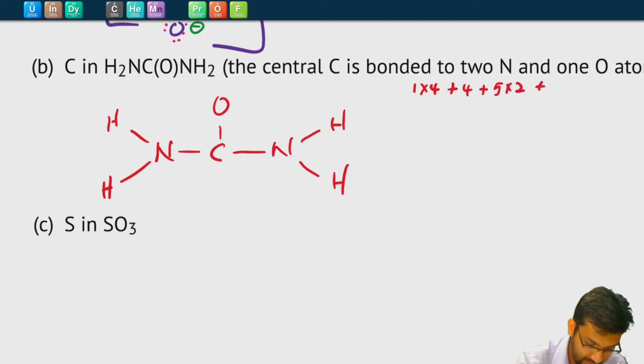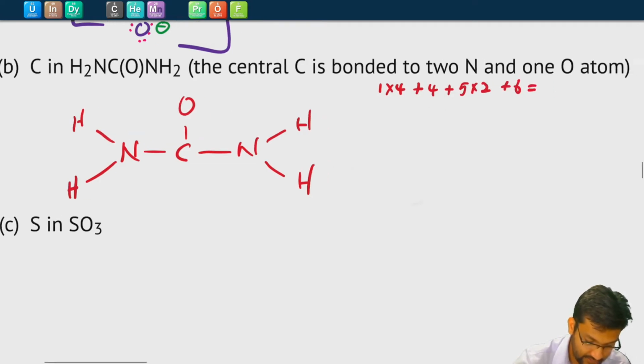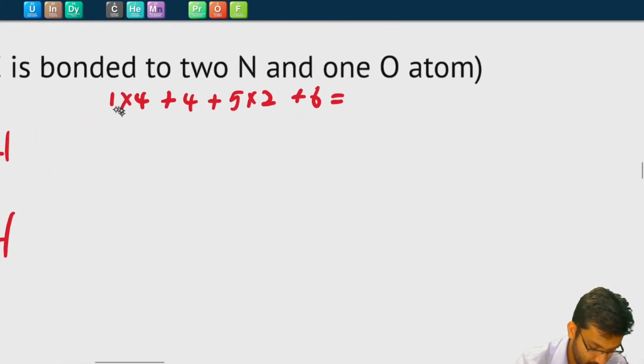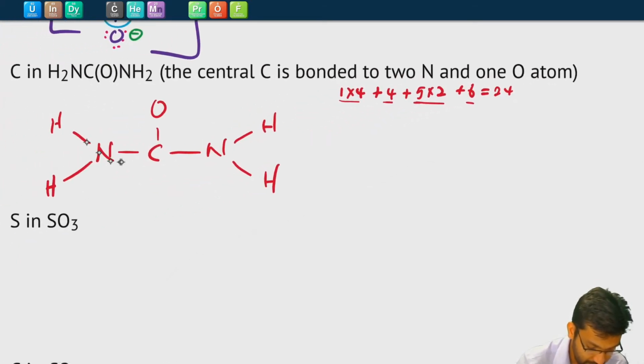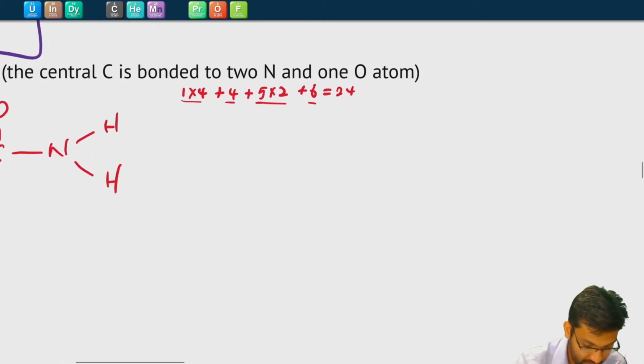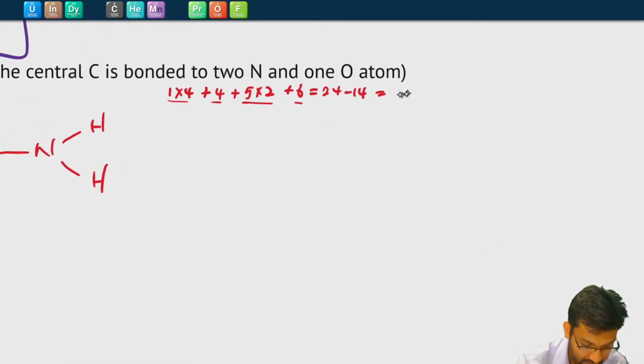And oxygen has 6. So what's the valence electrons we're working with? 4 here, plus 4 is 8, plus 5 is 10... is 18, plus 6 is 24. How many bonds do we already have? 1, 2, 3, 4, 5, 6, 7 bonds. 7 times 2 is 14. So we're left with 10 electrons to distribute.